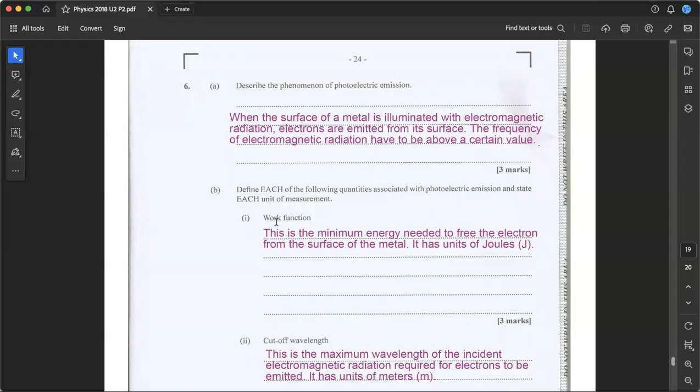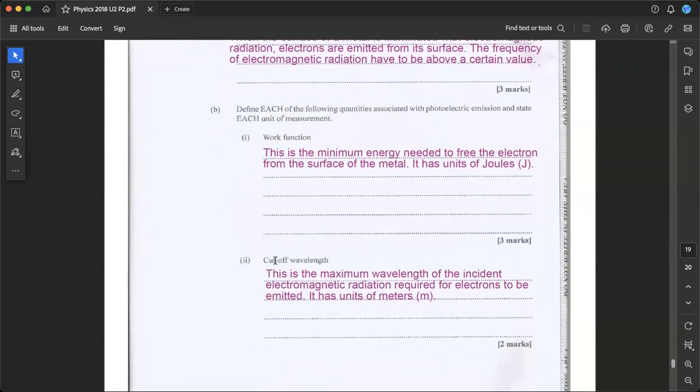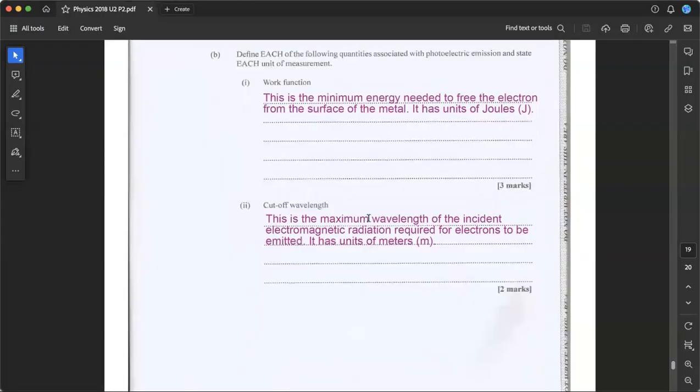The work function is the minimum amount of energy needed to free the electron from the surface of the metal. And that has units of joules, because that's a work, right? So units of joules is what we use for work function. Now, the cutoff wavelength is the maximum wavelength of the incident electromagnetic radiation that's required for electrons to be emitted. So that's just a max wavelength of that incident radiation, and of course our wavelength is going to have units of meters, so that's just m.